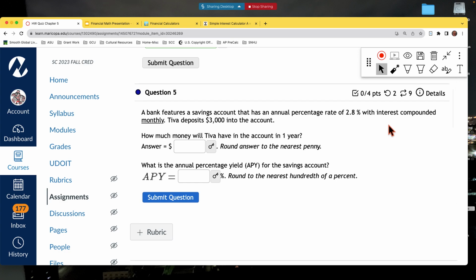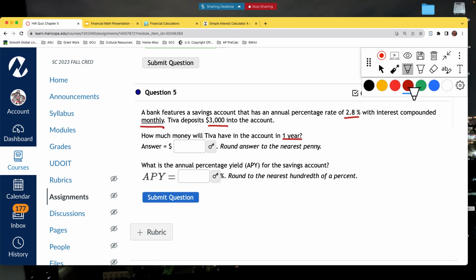So this one. A bank features a savings account that has an annual percentage rate of 2.8% with interest compounded monthly. Okay, so we've got some details there. Compounding is monthly, 2.8% interest. Tivia deposits $3,000 into the account. How much will Tivia have in the account in 1 year?